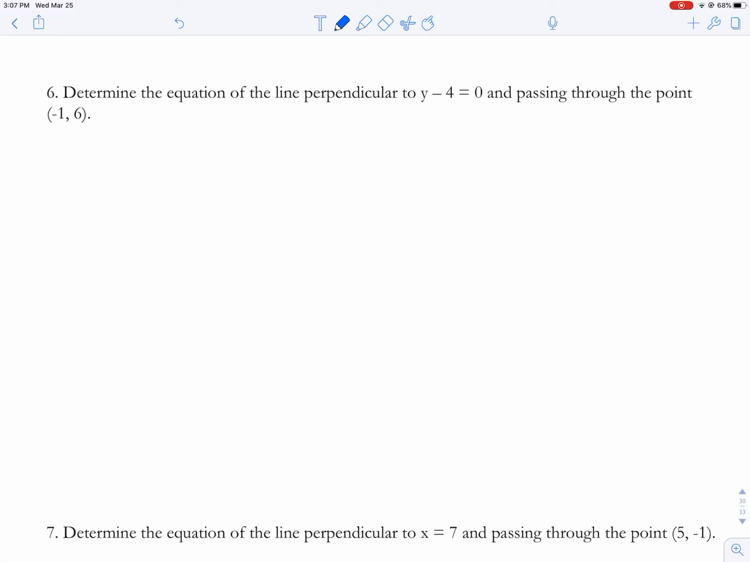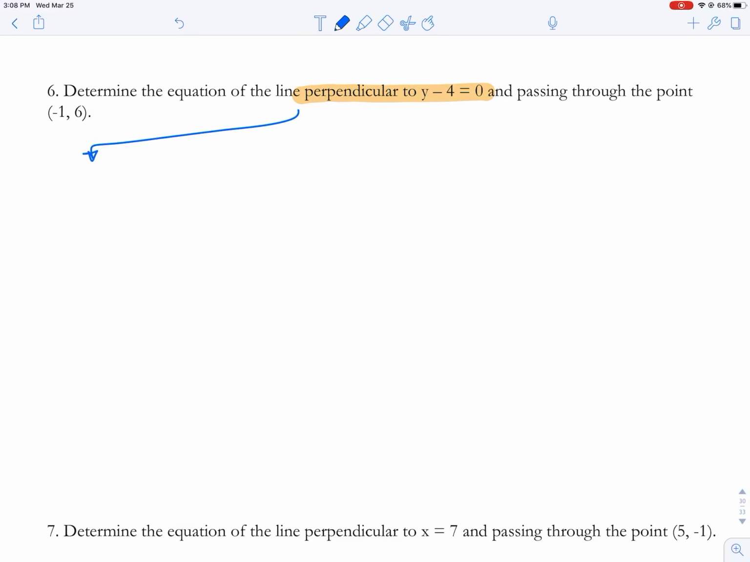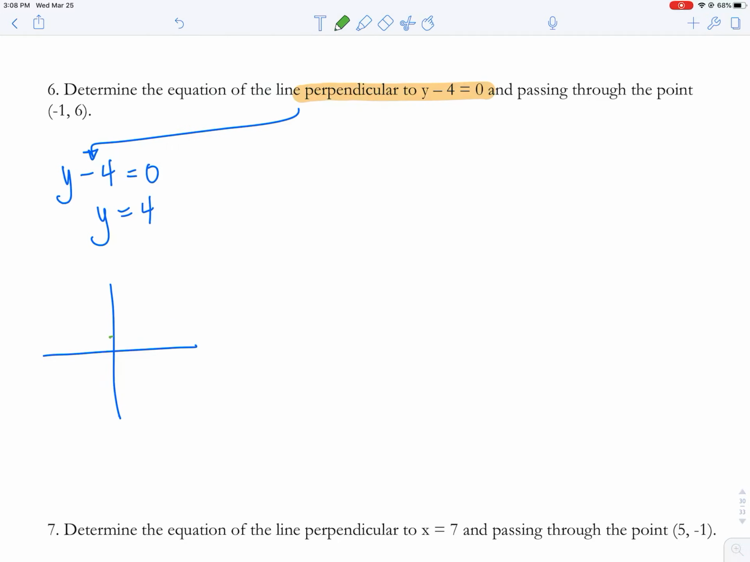For example 6, determine the equation of the line perpendicular to this and passing through our point. So this line here is kind of a different line. Y minus 4 equals 0. That happens to be the line y equals 4. And if I were to graph it, it would look like 1, 2, 3, 4 on the y-axis. This would be my line y equals 4.